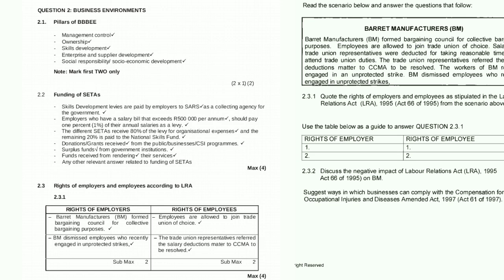So guys, we are going to 2.3.2, discuss the negative impact of the Labor Relations Act. Suggest ways in which businesses can comply with the compensation. Okay, this one is a different one, so I thought it's the same thing. So we have to start and discuss the impact of the Labor Relations Act. So in order to pass this one, you just have to study, guys. If you didn't study, you won't pass it. I just have to be honest. I won't waste my time.